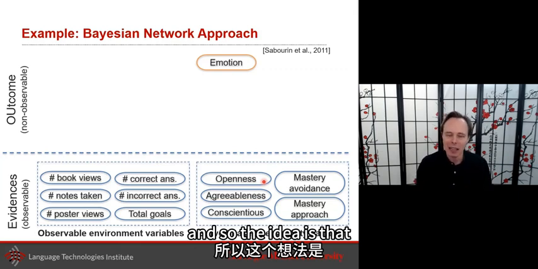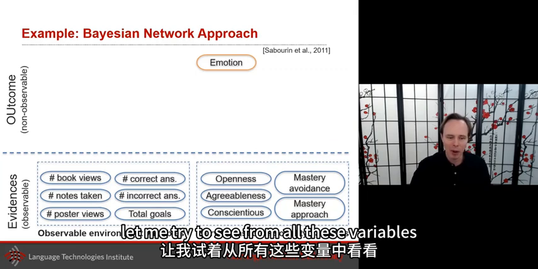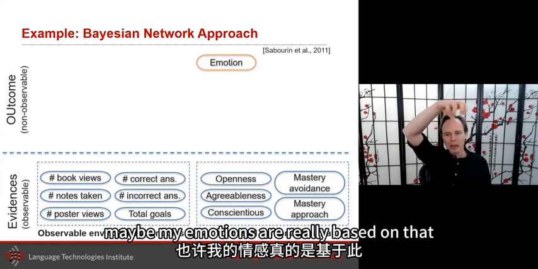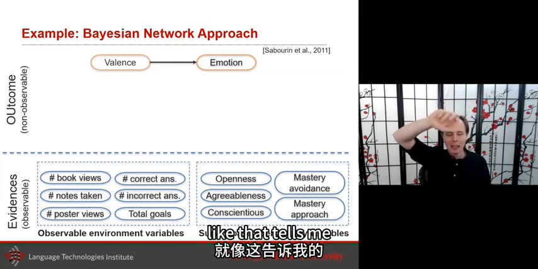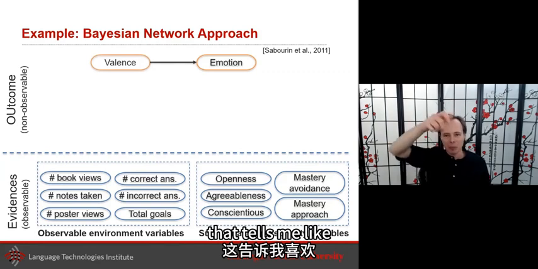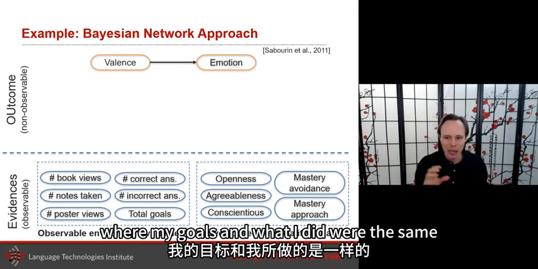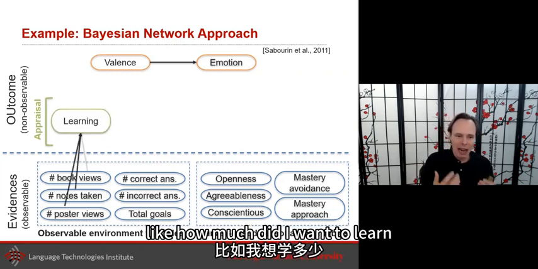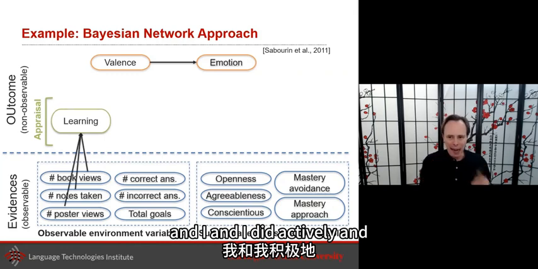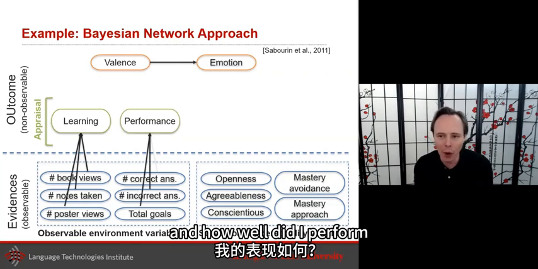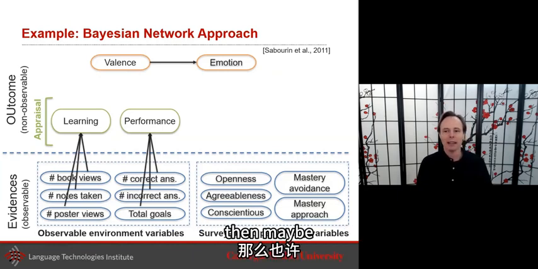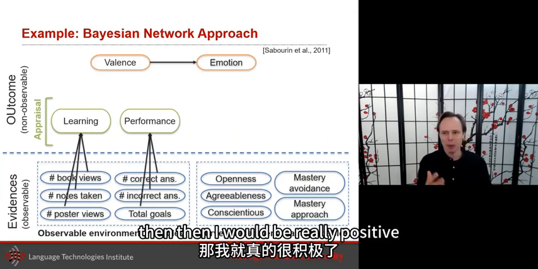The idea is that I try to see from all these variables whether I can start operationalizing it. So maybe my emotions are really based on that positive versus negative, which tells me whether my goals and what I did were the same and aligned. In that sense, I can appraise how much I wanted to learn, and I did actively, and how well I performed, and from these two, if they're really compatible, then I will be really positive.